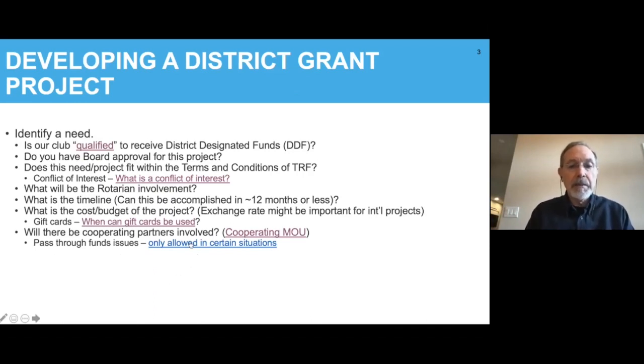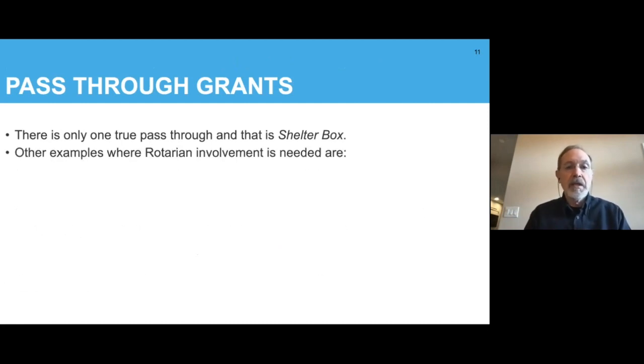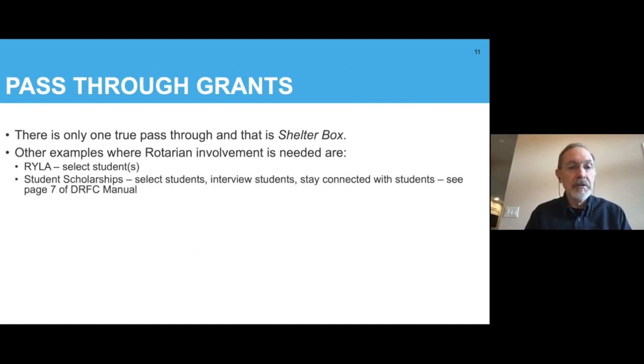I want to talk a little bit about pass-through because pass-through is not allowed in the terms and conditions. There's only one true pass-through that's allowed in the terms and conditions, and that is you can fund ShelterBox. You can write a district grant for $1,000 in DDF and $1,000 club match, and you just write a check to ShelterBox. That's the only pass-through that there is.